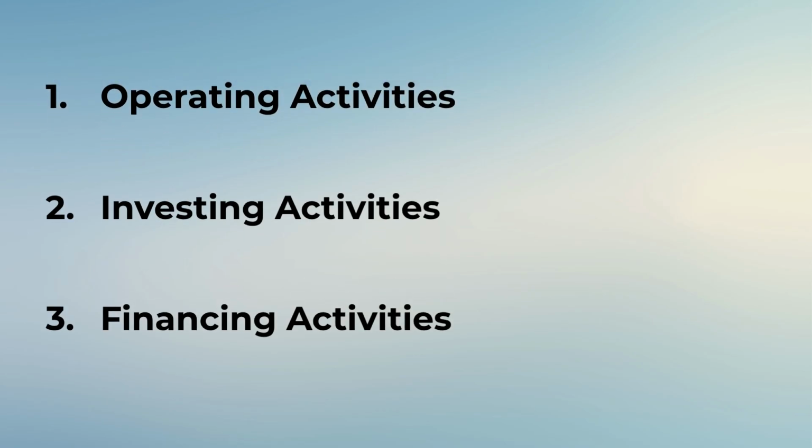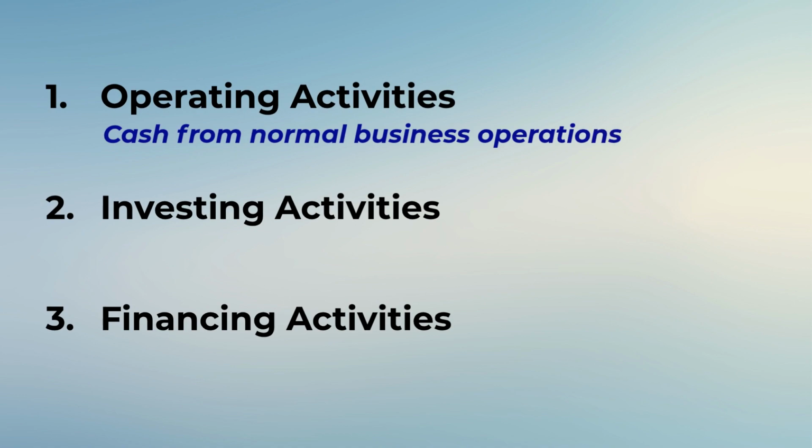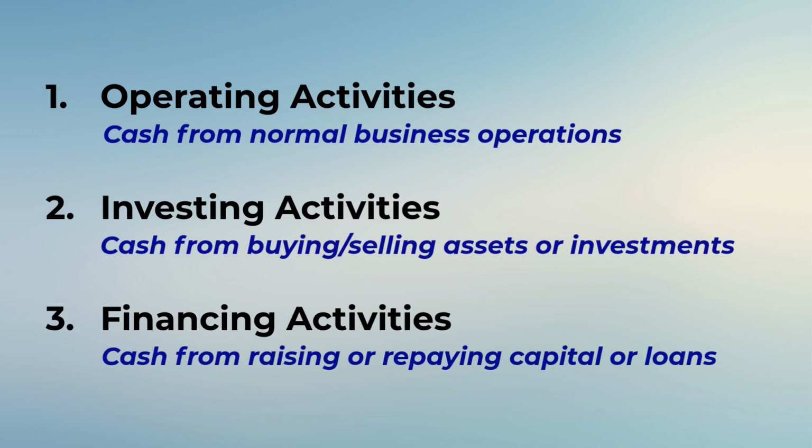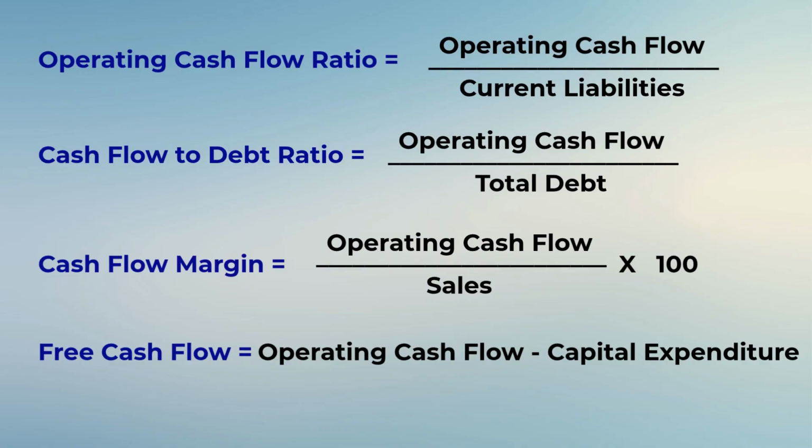Operating activities include cash from normal business operations. Investing activities include cash from buying or selling assets or investments. And then finally, financing activities include cash from raising or repaying capital or loans. Many companies show profits but struggle with cash. There are several important ratios that finance analysts calculate from the cash flow statement. These ratios show how efficiently a company generates and uses cash, and they complement the ratios from the balance sheet and profit and loss account.